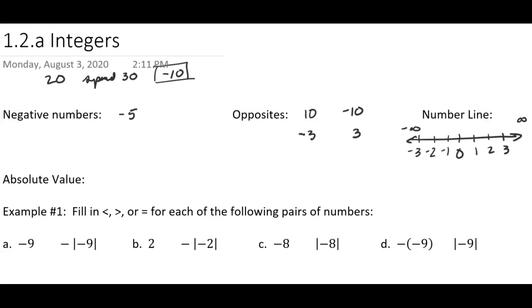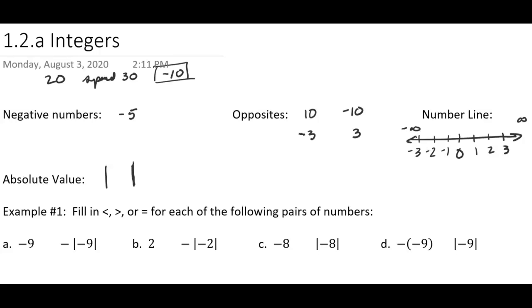Okay, so we'll work a lot with positive and negative numbers, and it'll take some time to get used to those, but this is kind of an introduction to it. All right, now we have what is called absolute value, and absolute value is represented by 2 straight lines.